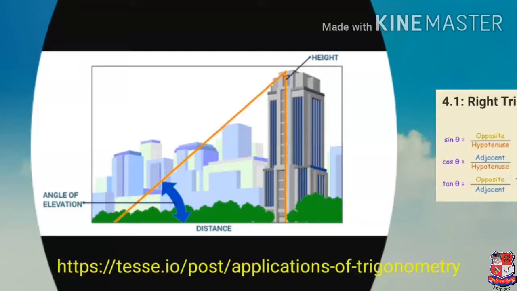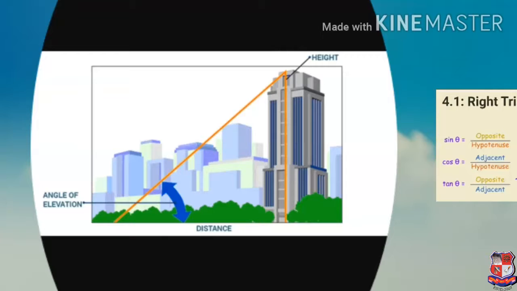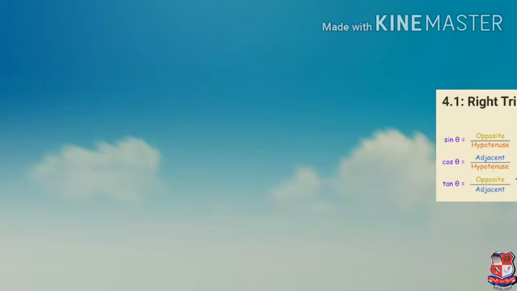In trigonometry, there are three formulas: one is of sine, second is of cos, and third is of tan. But in trigonometric leveling, to determine the height of the building, we need only one formula, which is tan theta is equal to opposite side upon adjacent side.